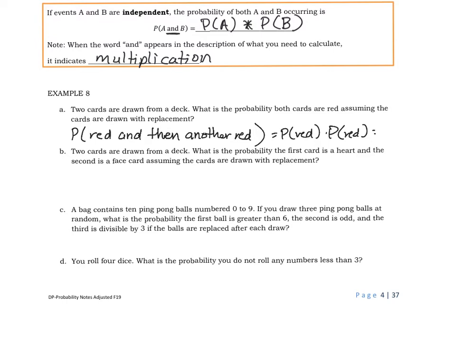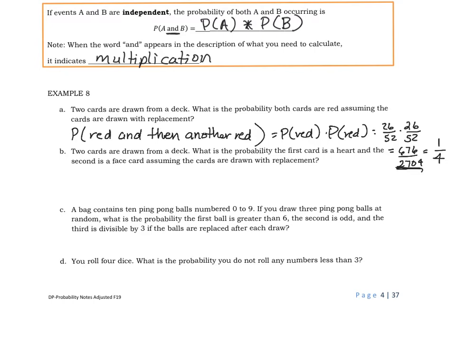So the probability of drawing a red card is 26 out of 52. If you put the card back, the probability of drawing another red card is 26 out of 52. That gives me 676 over 2,704. And some of us have calculators that will figure this out to be 1/4 without all the preliminary calculations.